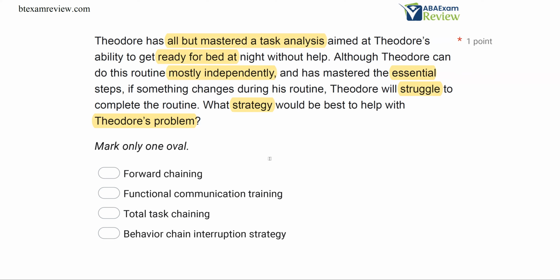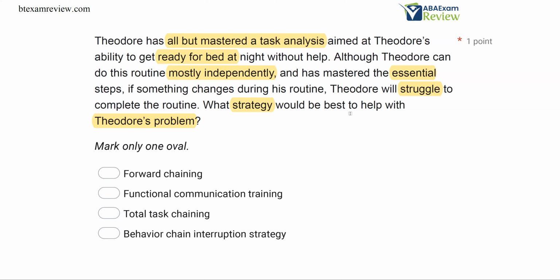A, forward chaining. With forward chaining, we'd be starting at the beginning with step one. But Theodore has already basically mastered the analyses. So forward chaining doesn't seem like the most effective or efficient way to help with Theodore's problem. Theodore's problem is not the fact he can't do the chain, it's that he can't do the chain when the routine does change.